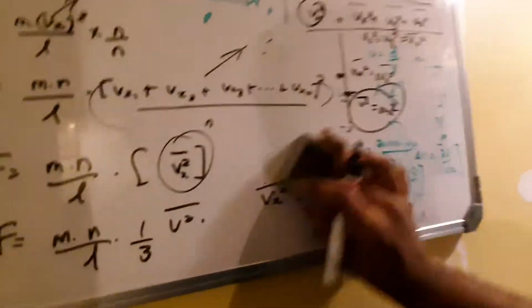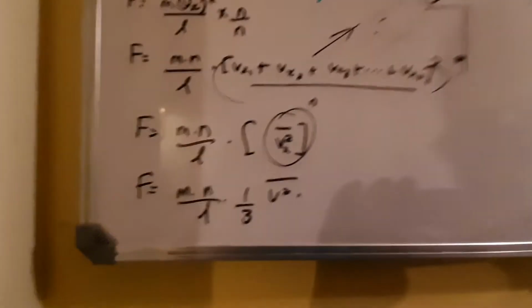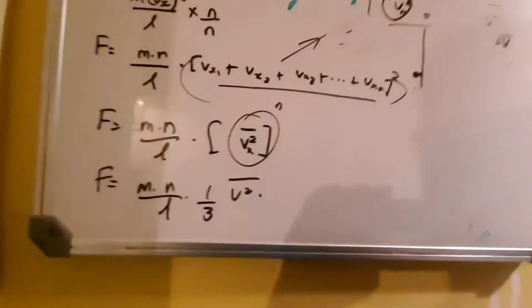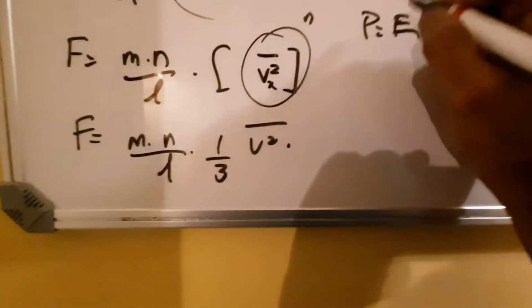Now, I have obtained force. An important problem has been solved. I just divide this with area to give pressure. So pressure is equal to force divided by area.